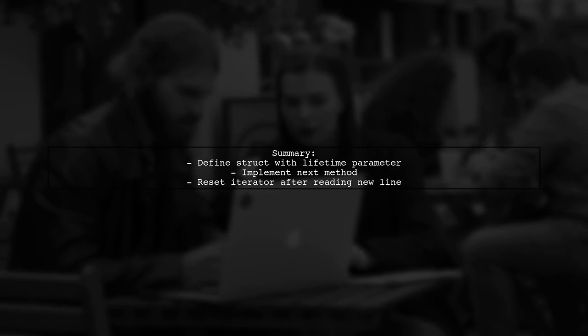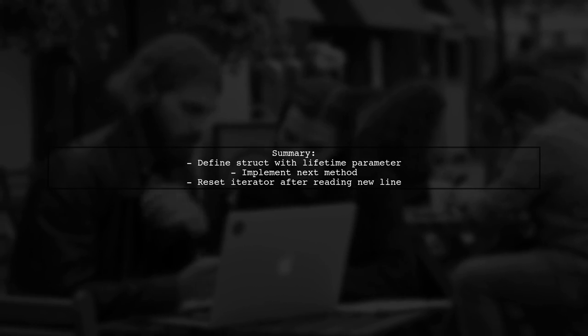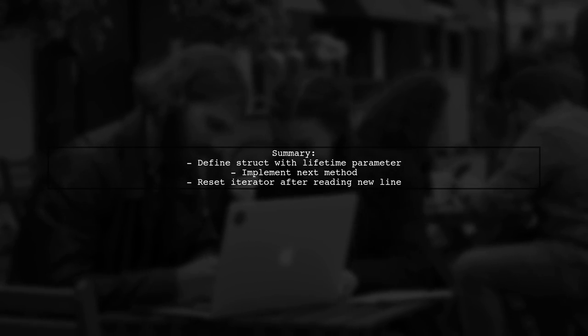With these steps, you can successfully store a chars iterator alongside a string in your struct, allowing you to read characters sequentially from std::in.